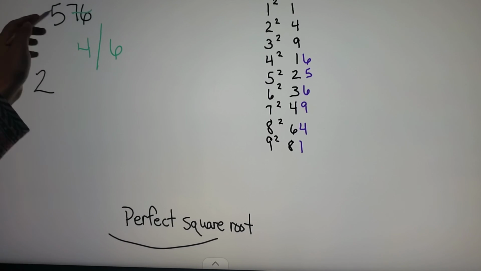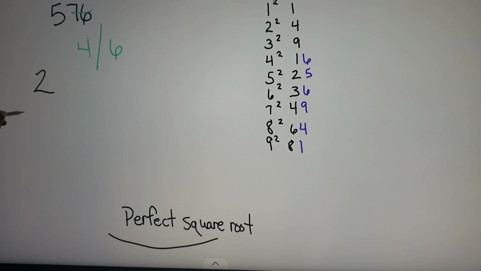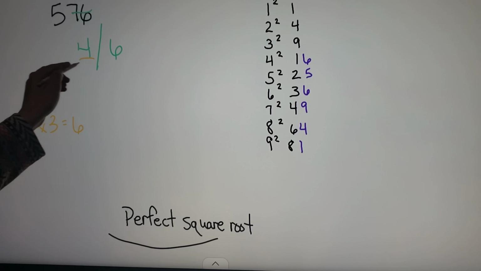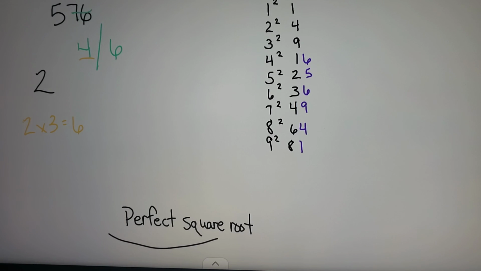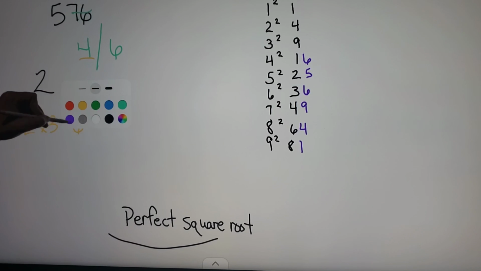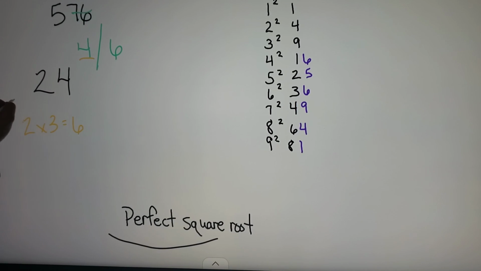So we have 2. Then we're going to come back over. We're going to multiply 2 times the next highest number, which is 3. That gives us 6. 6 is larger than 5, which means the smaller number of these two will be our answer. So the square root of 576 will be 24.